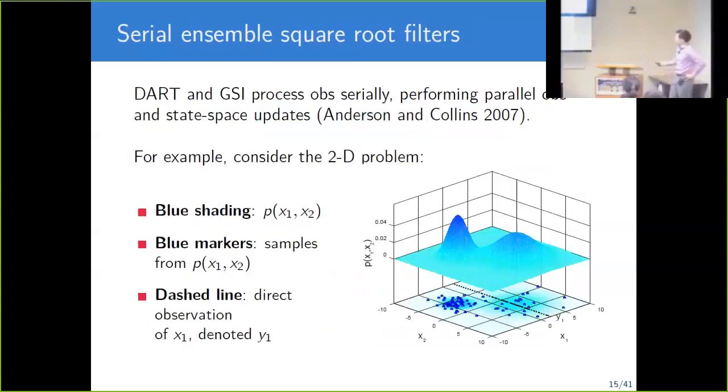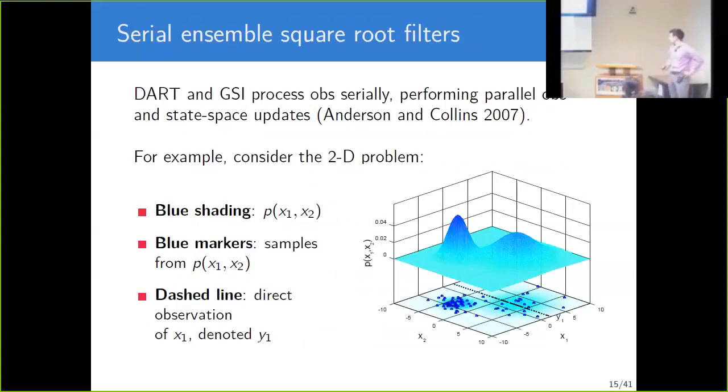And so in order to demonstrate this, I put together this very simple two-dimensional problem. And so what I have here is this prior distribution, which is shown by the two-dimensional joint PDF of X1 and X2, which is shown by this shading right here. Again, it's a bimodal distribution, just to keep things a little bit general. And I took some samples from this distribution, which are shown by these blue markers right here. And I introduced one observation. It's a direct observation of one of the variables, X1.